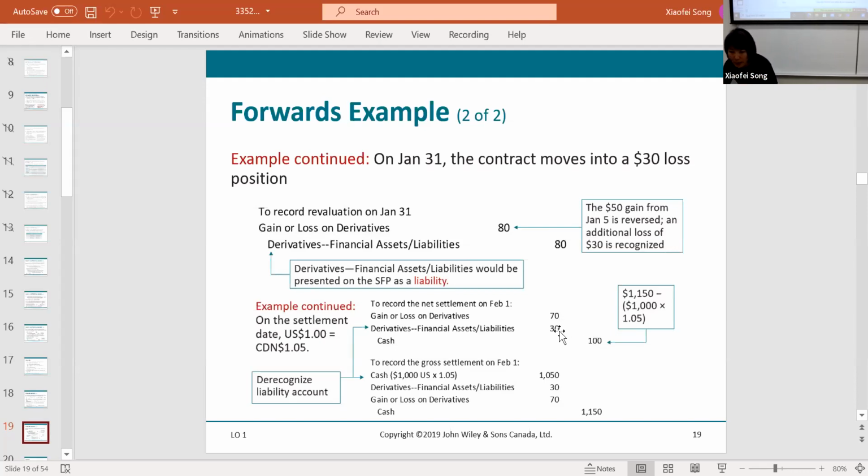And then the other part is the same. You remove the forward contract because it's settled, and the difference is the gain or loss. So you recognize the same gain or loss no matter how you settle it.